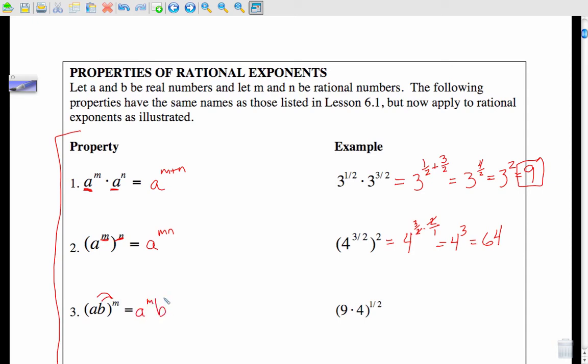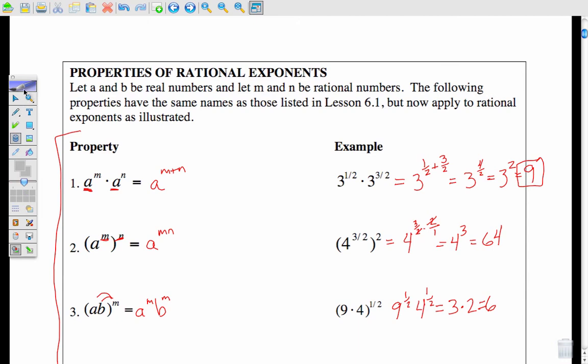(ab) to the m. I'm going to distribute this m in there. So you end up with a to the m, b to the m. Same thing here. I'm going to end up with 9 to the 1/2, 4 to the 1/2. The 1/2 power, if you remember from the previous video, is simply the square root. So this is the square root of 9 times the square root of 4, which is 3 times 2, which is 6.